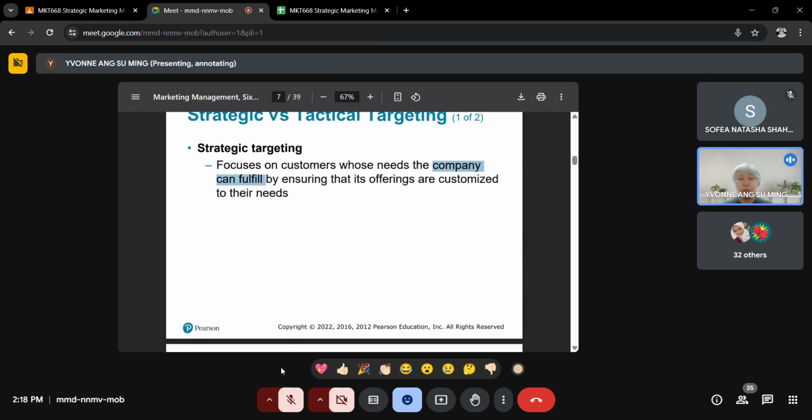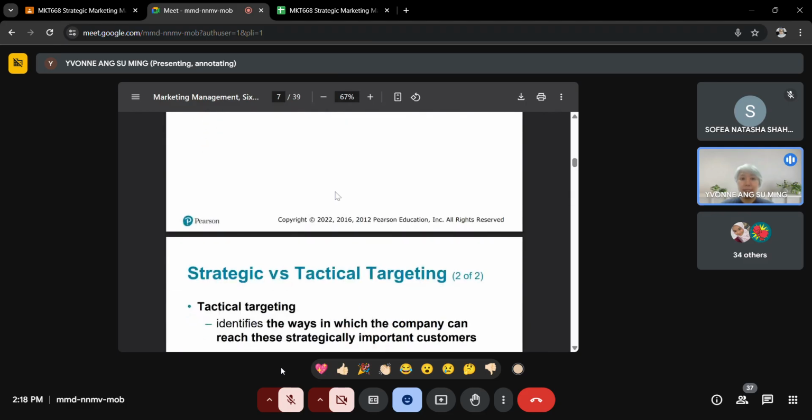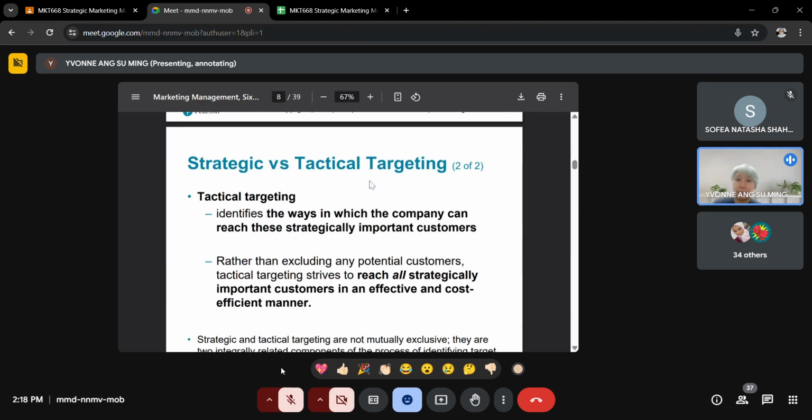Okay, they can fulfill. So confidently dia tahu, okay, consumer need segment 1, 2 dan 3 adalah A, B dan C, dan company kita boleh buat A, B dan C, maka based on that, we actually go after segments A, B and C. Okay, so that action of choosing ataupun targeting customer yang sesuai untuk company saya adalah dipanggil sebagai strategic targeting. Okay, strategic targeting.